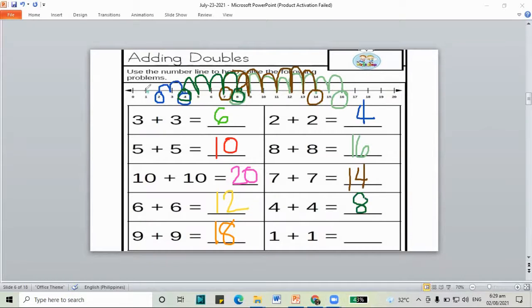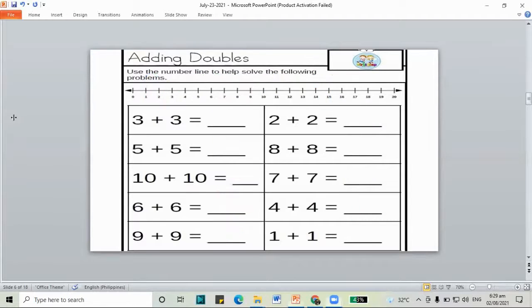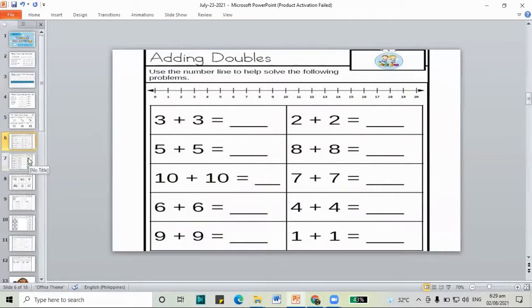And how about 1 plus 1? Let's jump 1 time. 1. You will end up at 2. 1 plus 1 is 2. So that's how you add your numbers using the number line. Let's move to our next page. If you're not yet done, finish the work, pause the video, and go back and play this one. If you're done, let's move to the next page.